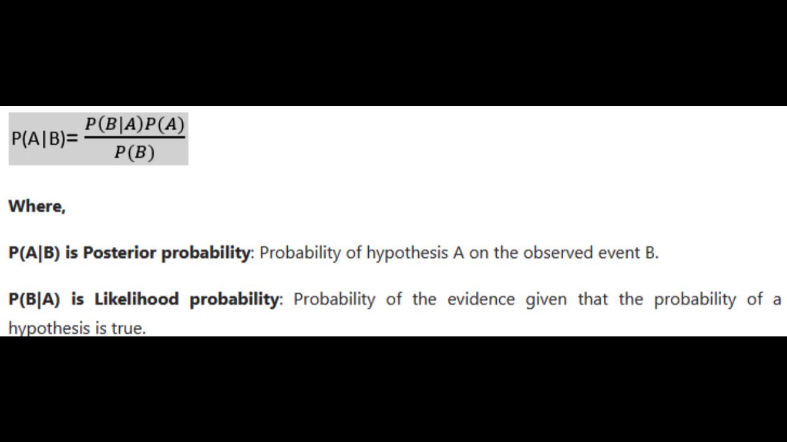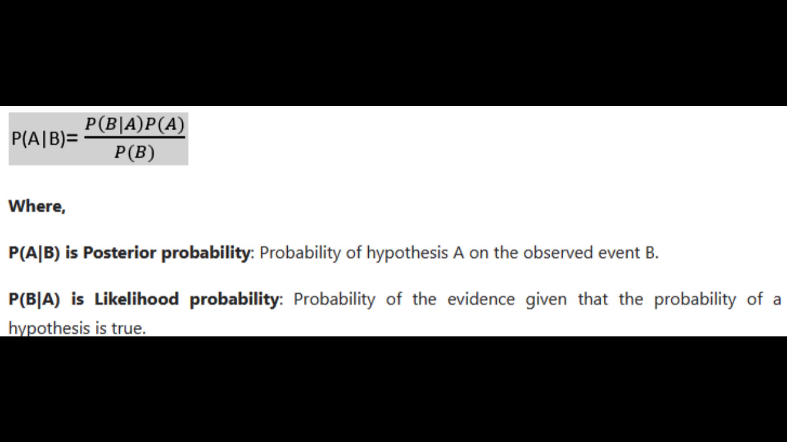The formula for Bayes' theorem is given as, where P(A|B) is posterior probability, probability of hypothesis A on the observed event B. P(B|A) is likelihood probability, probability of the evidence given that the probability of a hypothesis is true. P(A) is prior probability, probability of hypothesis before observing the evidence. P(B) is marginal probability, probability of evidence.